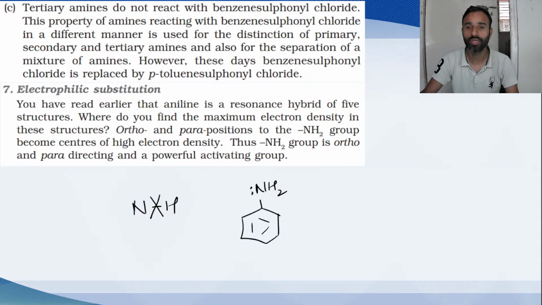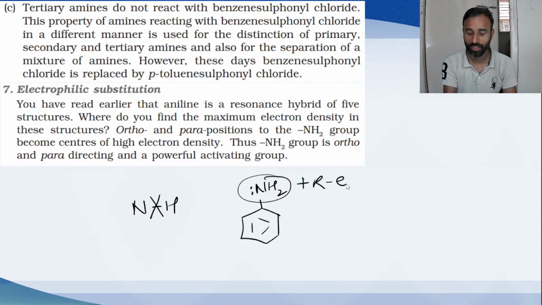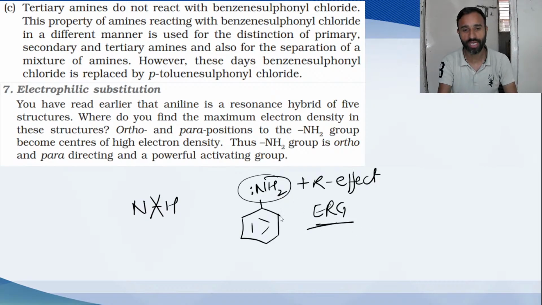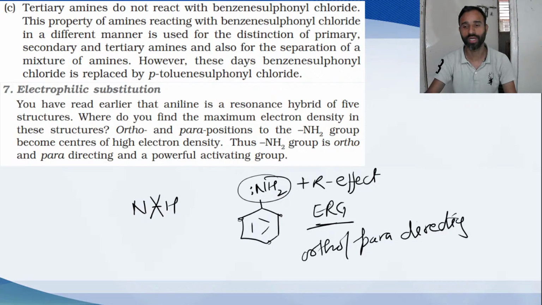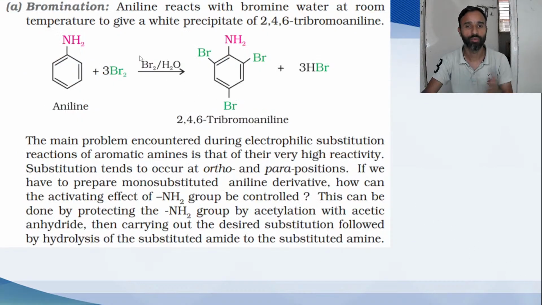NH2 has plus R effect, and that's why it is an electron releasing group. Resonance takes place at ortho and para, so it releases electron density at ortho and para, meaning electron density increases at ortho and para. Therefore, it is an ortho para directing group. So see, bromination, bromine water.